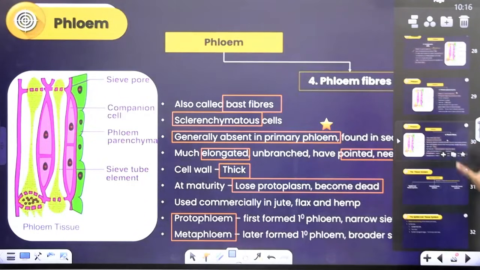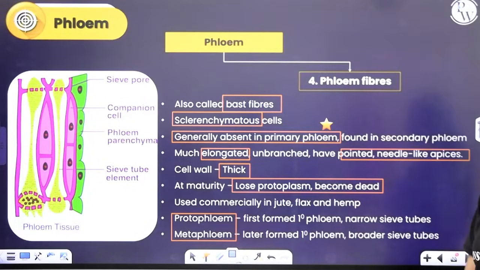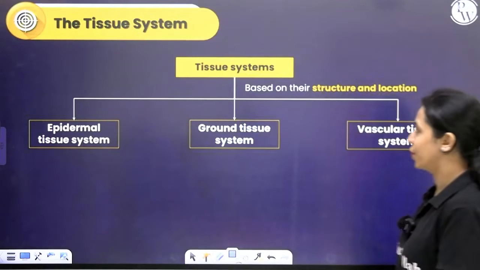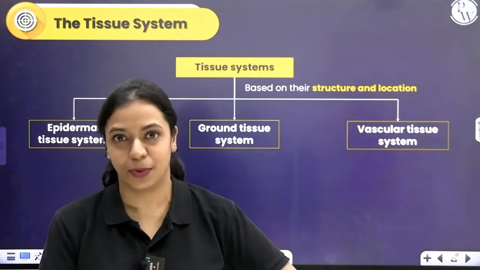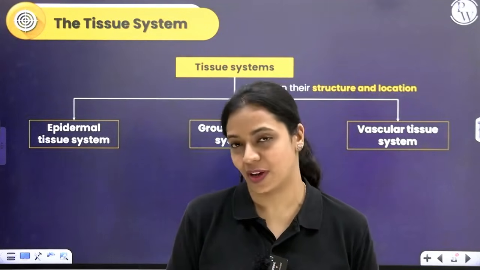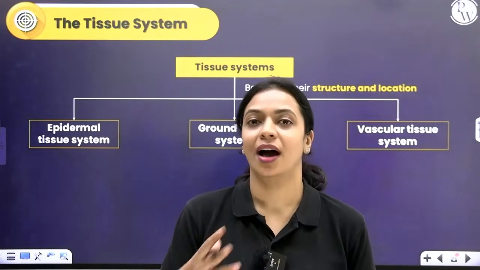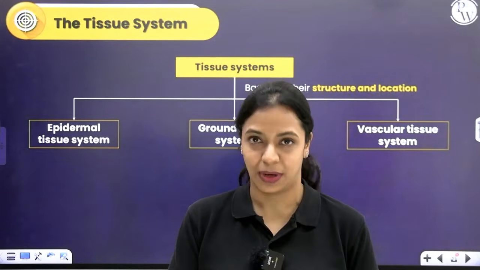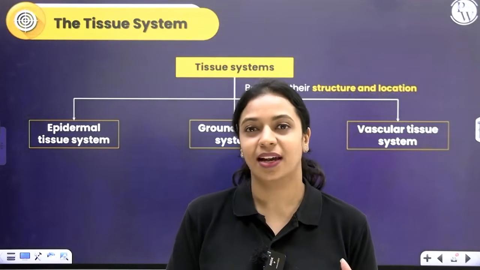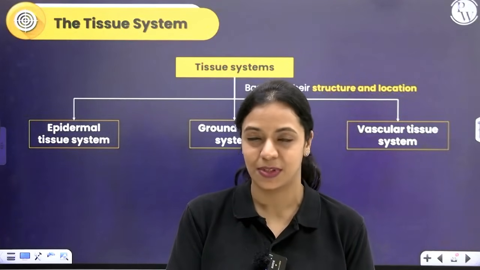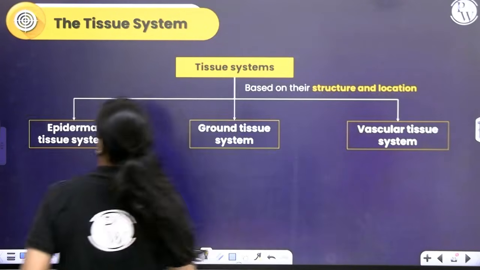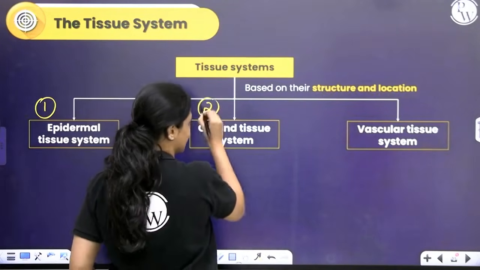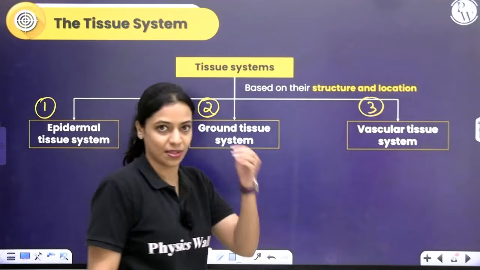So with that, we have finished studying about the different types of tissues. Next, we have to learn about tissue systems. Now, what are these tissue systems? We know that in a plant, you can find different types of tissues: meristematic, permanent, simple permanent, complex permanent, all the different types we've covered. So, depending upon how these tissues are arranged within the plant, where is their location, we can classify tissue systems into three basic types. One is the epidermal tissue system. The second is ground tissue system. And the third is vascular tissue system.